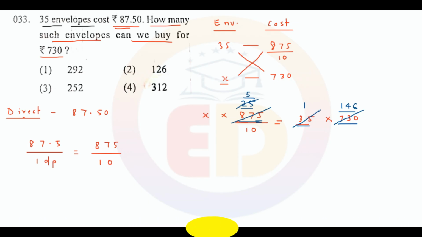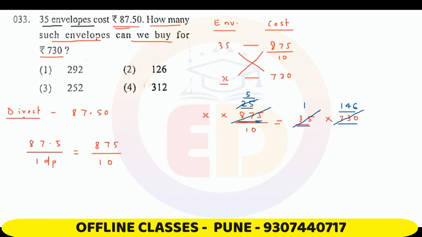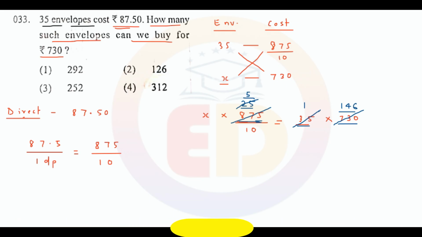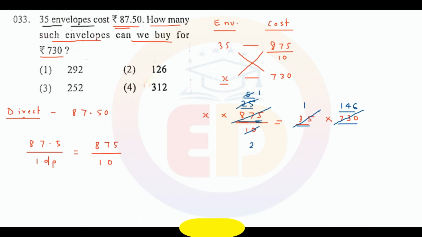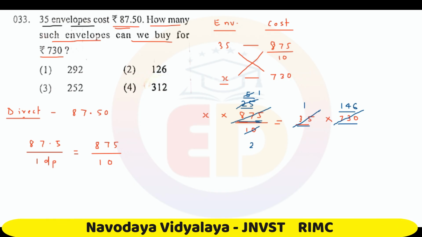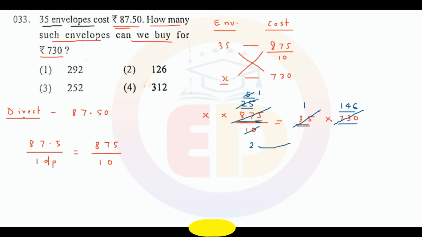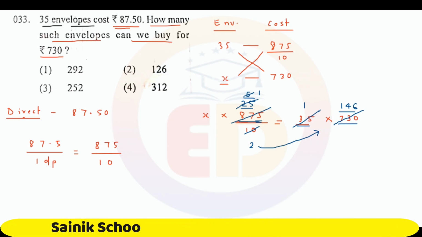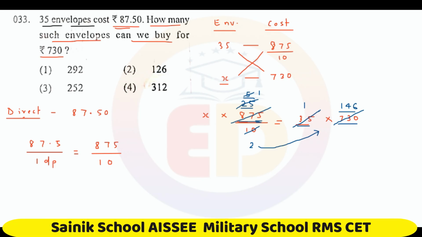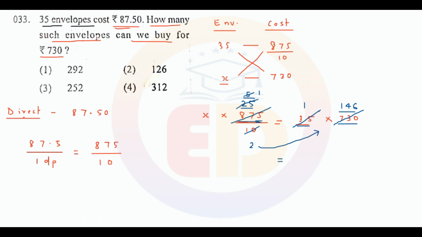Now we will divide the numerator 5 and denominator 10 by 5 again. It will give me 5 ones are 5 and 5 twos are 10. And finally, to get the value of X, I'll have to take this 2 from right side to left side. Since it is in the denominator on the left hand side, when we change the side, it will go to the right hand side and it will be multiplied by 146.